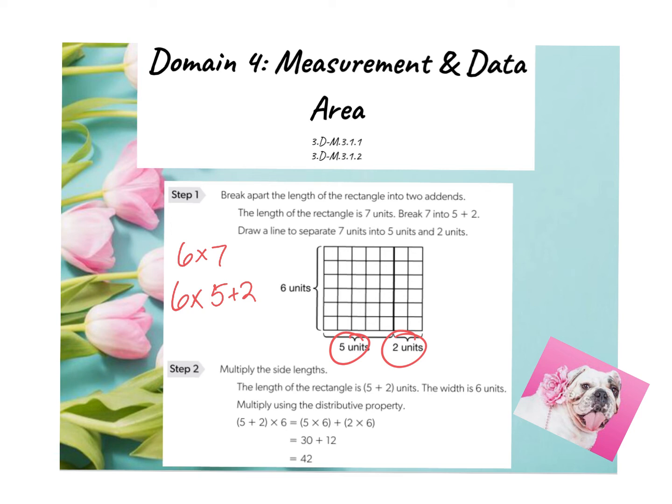And then that would give us right here 30, which is 6 times 5, and 6 times 2 is 12, and we know that 30 plus 12 would be 42. So it would be 42 square units would be the area.